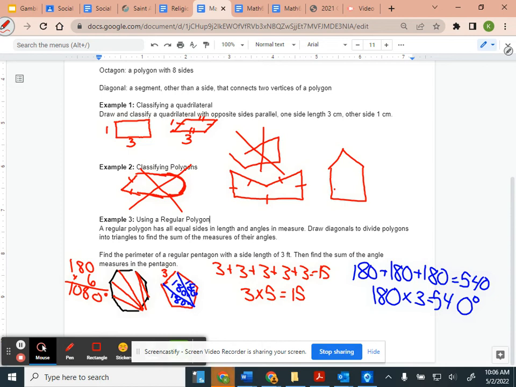So break it up into all triangles. You can't have any trapezoids in there. They all have to be triangles. Break it into all triangles.